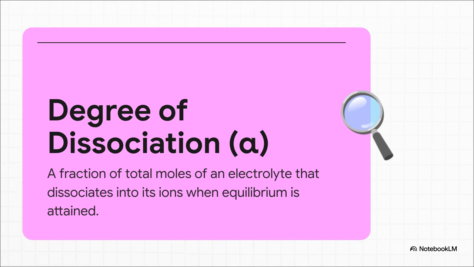Okay, so if a weak electrolyte only breaks apart a little, how do we measure how little? Well, that's where this little Greek letter alpha comes in. It's called the degree of dissociation. Just think of it like a percentage. It tells us exactly what fraction of the total stuff has actually split into ions once everything settles down at equilibrium. It's a super simple but really powerful way to measure weakness.